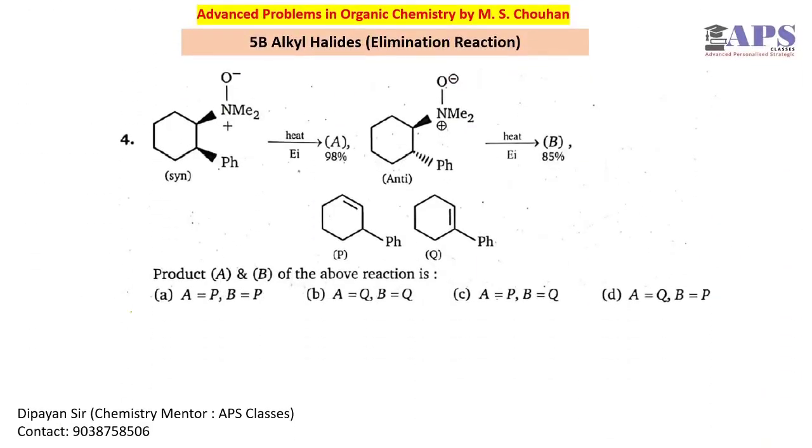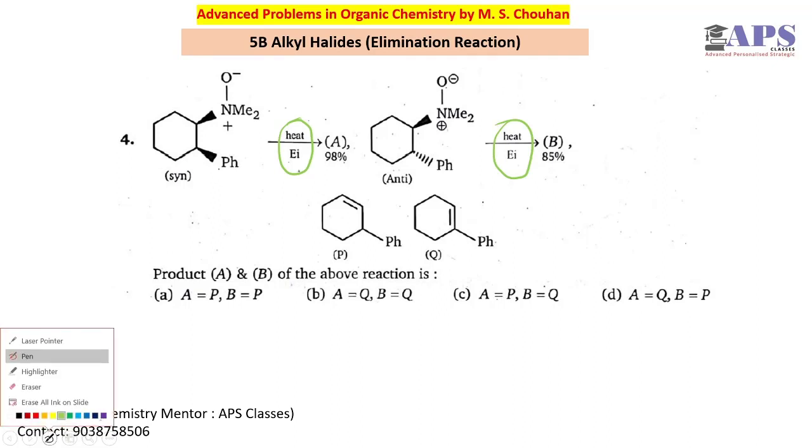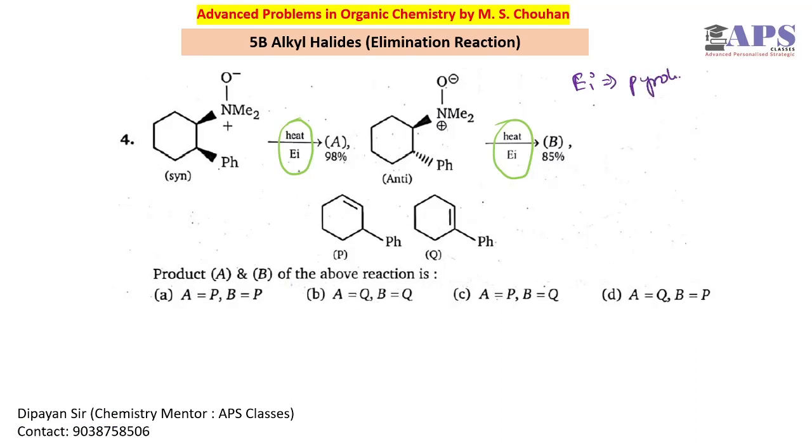Moving forward to question number 4. Here we have the Ei reaction. Ei is basically syn elimination, known as pyrolytic syn elimination reaction. In a pyrolytic syn elimination reaction, we have to abstract the hydrogen present at the beta carbon, which should be in syn position with respect to the leaving group.